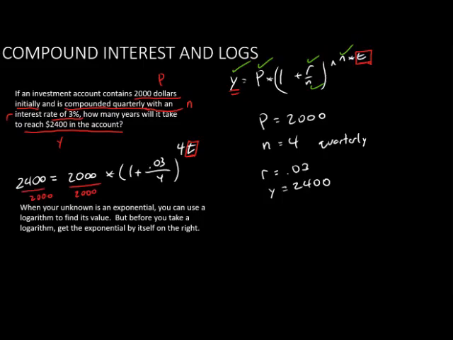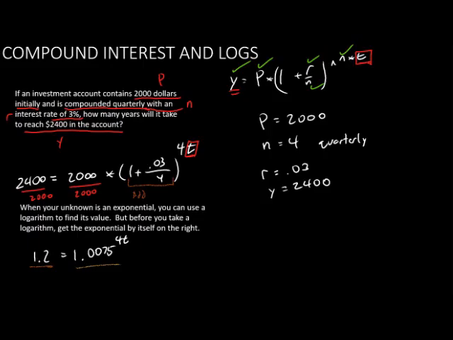If we do that division, we'll end up with 1.2 on the left equal to 1 plus 0.03 over 4 on the right. We can simplify the 1 plus 0.03 over 4 into a decimal number first. If we add that together, we will get 1.0075. This will be raised to the 4t. So now on the left we have a single number, and on the right we have just our exponential.